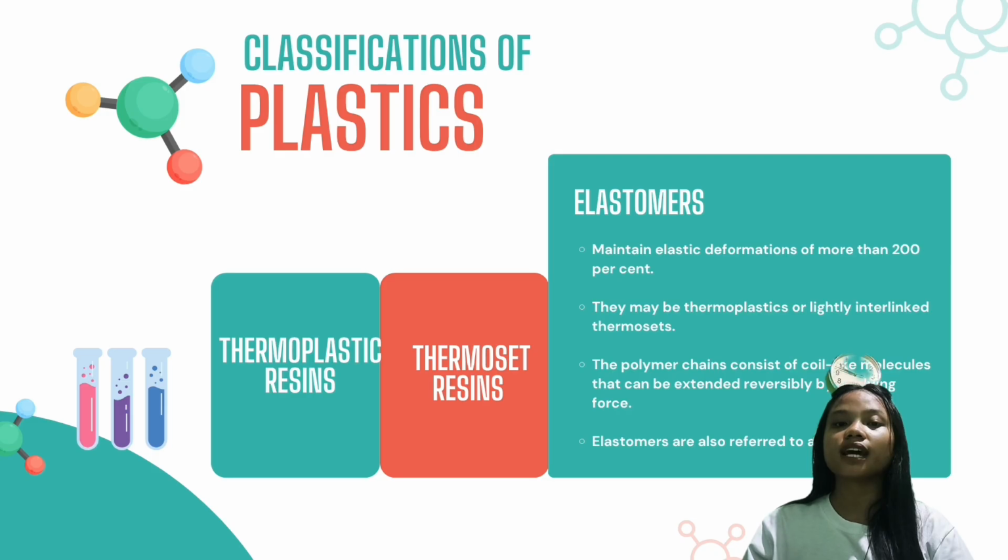Inside elastomers, the polymer chains are naturally coiled like springs. When force is applied, they stretch out, and when released, bumabalik sila sa original coiled shape. Because of their stretchy and flexible nature, elastomers are commonly referred to as a rubber.